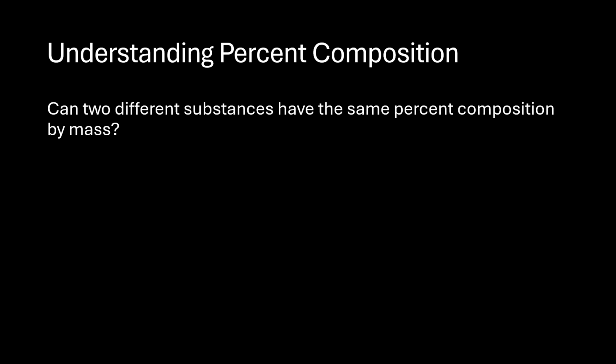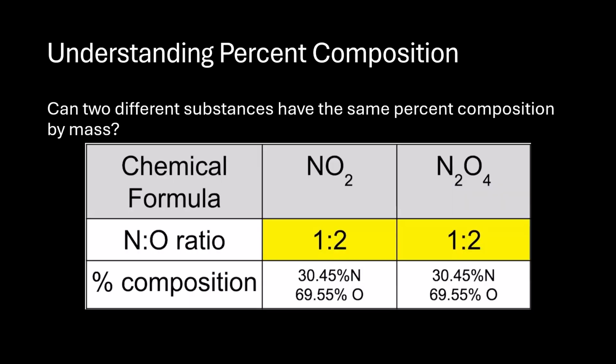So can 2 different substances have the same percent composition by mass? And the answer to that is yes, they can. So now let's talk about why, so we can truly understand what this percent composition is. Because again, you might not have to calculate percent composition on the AP exam, but you will probably have to understand what percent composition is, or something conceptually that has to deal with percent composition if you're not asked to do the calculations. So what does this mean?